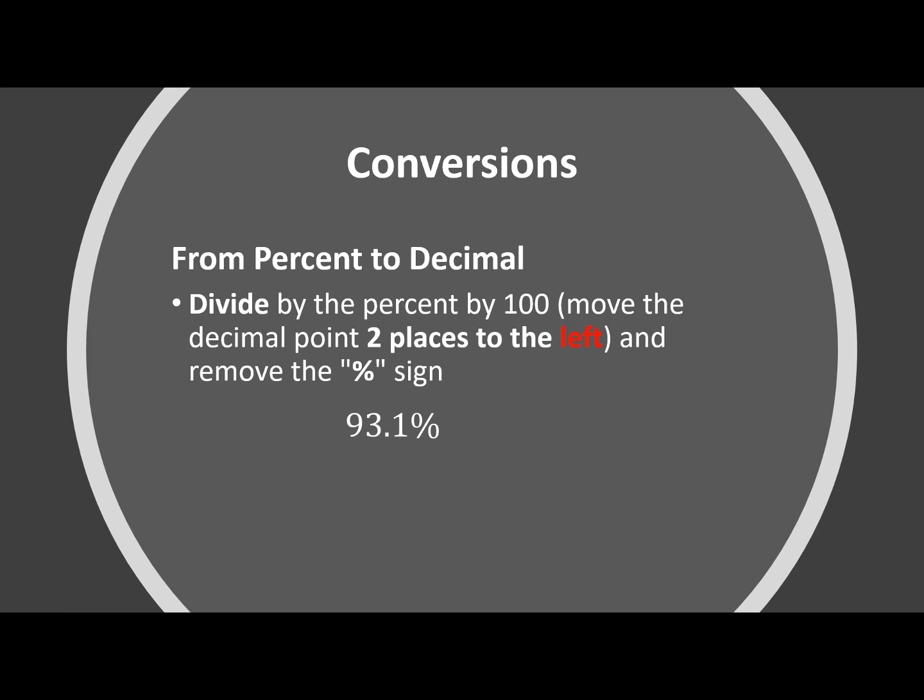93.1% becomes, as a decimal, if we divide by 100, or if we just move the decimal point 2 places to the left, we get the equivalent number 0.931. For 4.5% becomes, as a decimal, 0.045. And 353%, if we move the decimal place 2 places to the left, we get 3.53.